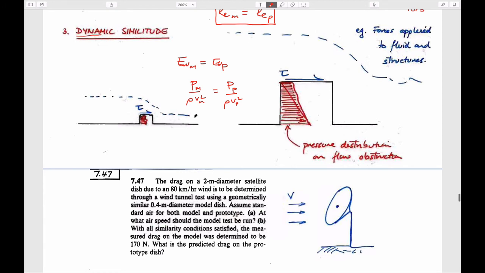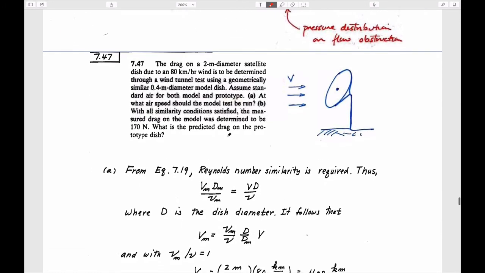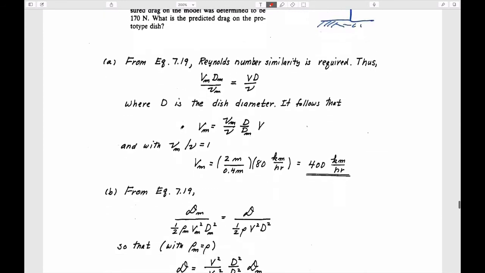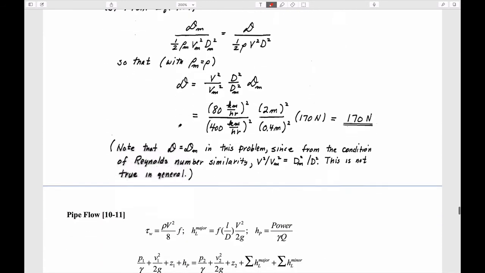And this example basically makes that case. So I won't go through that. I'll just let you look at that on your own.